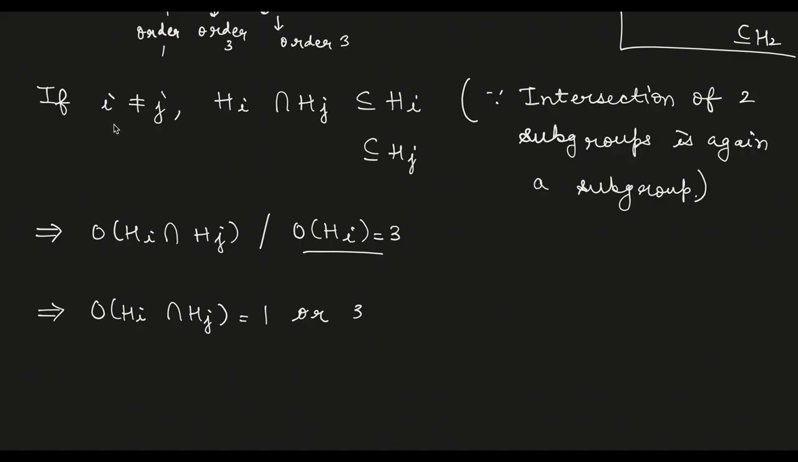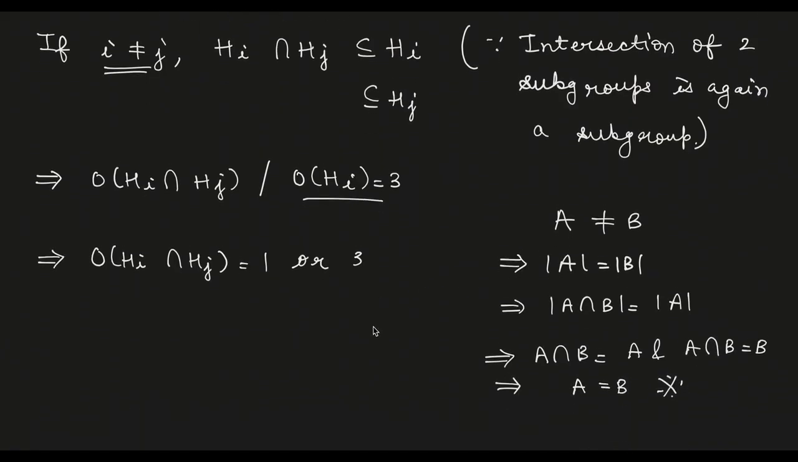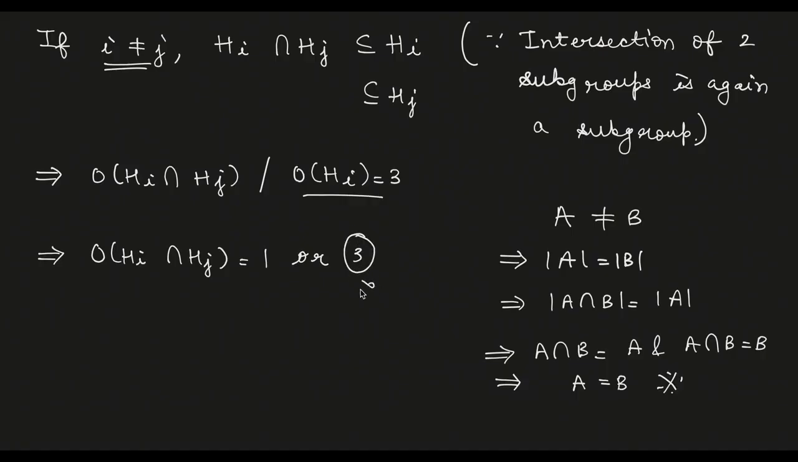So I have already taken that i is not equal to j. For example, if A is not equal to B, if A and B are two subgroups which are not equal, but their cardinalities are same, and also the cardinality of A intersection B is equal to the order of A. So this implies that A intersection B is equal to A, and A intersection B is equal to B. So A is equal to B, which is a contradiction. So order 3 is not possible.